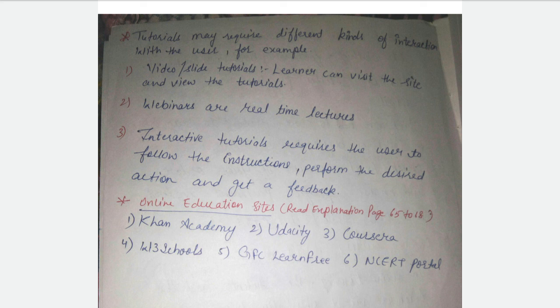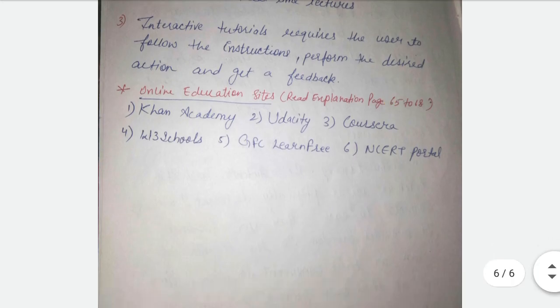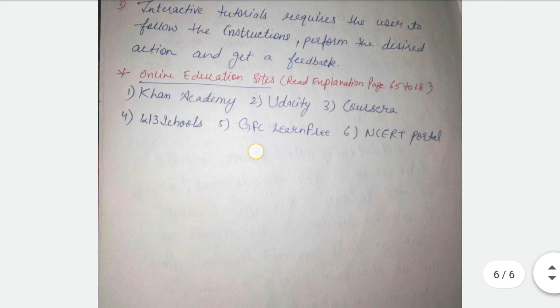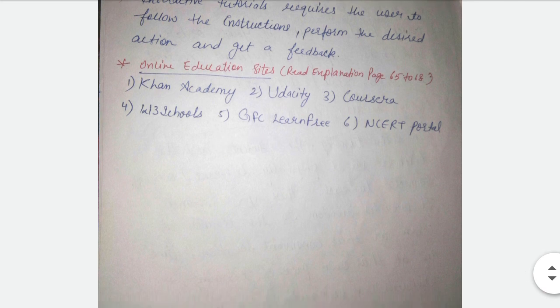Okay, so, online education sites. For example, you can see there are many online education sites like Khan Academy, Coursera, W3Schools, and the NCERT portal. So there are different websites. If you go through the internet, you will find many different education websites from which you can learn for your subject. So this was all about online shopping, bill payment, online tutorials, and education websites.